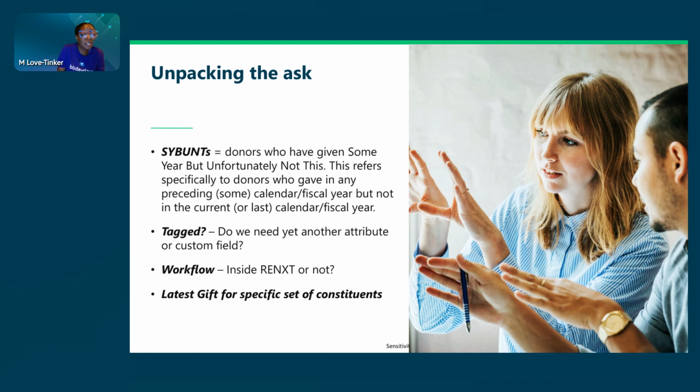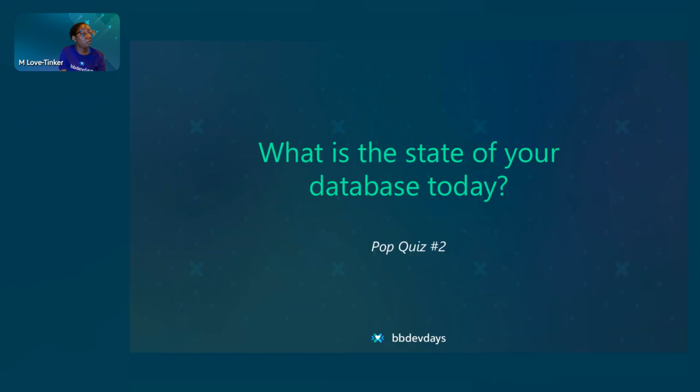Is it in Raiser's Edge NXT, or are we going to use Power Automate for that workflow because we need it to be conditional a little bit more than RE NXT offers? And then last but not least, is the last gift for a specific set of constituents? Are we looking for people who are Cybunts last year, not this year, that fit into a certain category that we already have in our system? Is it members? Is it volunteers? Is it another set, maybe a leadership circle that we were running before? So we need a little bit more detail for what Dana might be looking for before we can even attempt to start that up for her.